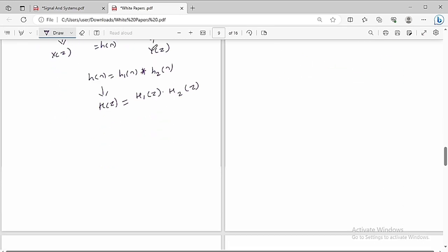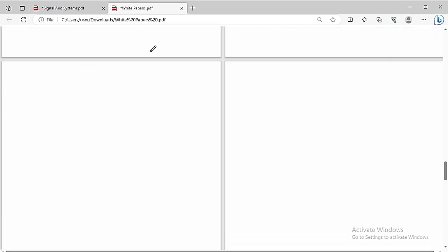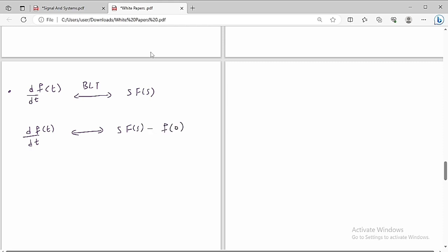That is the reason I have already told you one important point. Listen carefully. In the case of the Laplace transform, suppose d by dt of f of t. If you apply the bilateral transform, then we get s times F of s. If we apply the unilateral transform to the same thing, then we get s times F of s minus f of 0 minus.